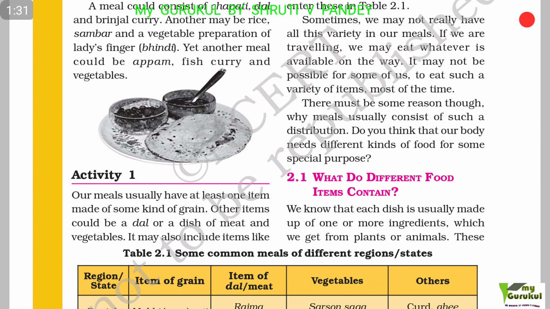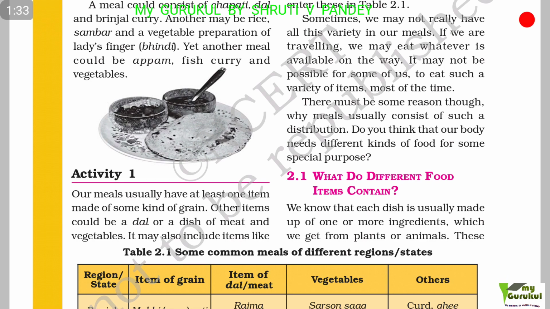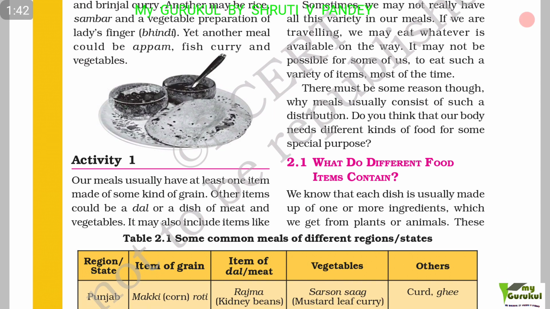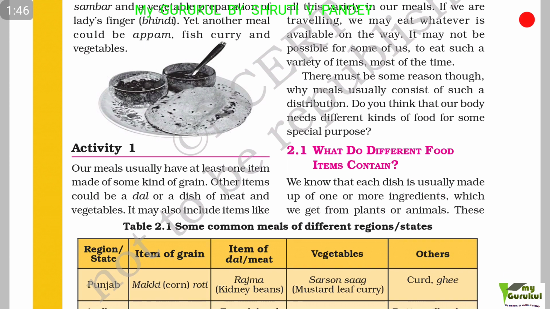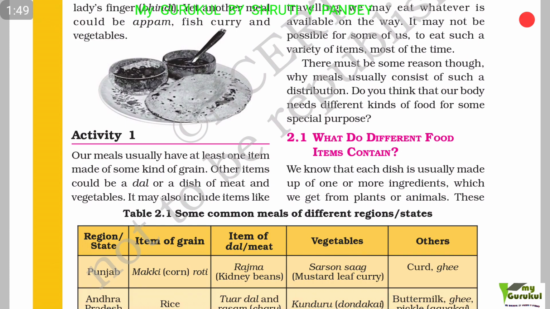Sometimes we may not really have all this variety in our meals. If we are traveling, we may eat whatever is available on the way. It may not be possible for some of us to eat such a variety of items. There must be some reason why meals usually consist of such a distribution. Do you think that your body needs different kinds of food for some special purpose?